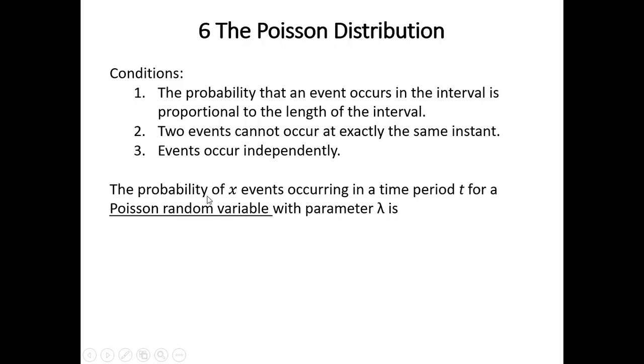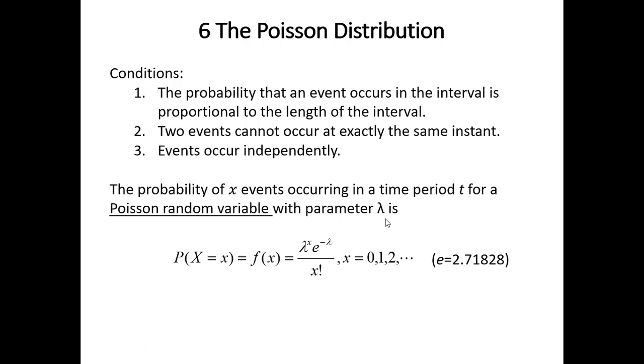So we could find the probability of X events occurring over a time period for a Poisson random variable with parameter lambda using this formula. The probability of X occurrences is lambda to the X e to the minus lambda over X factorial, where e is this famous number. It's the base of the natural log. You can see it's approximately 2.7.